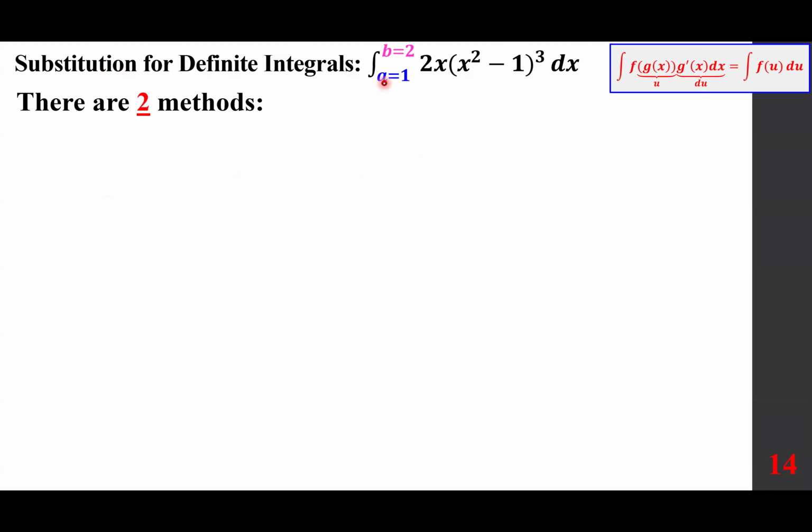Substitution for definite integrals. The integral from a equals 1 to b equals 2 of 2x times (x squared minus 1) cubed dx. When it comes to a definite integral, the answer is a number. So there are two methods. One is to keep the original limits and go back to the original limits, return to the original variable. Now, clearly, we need the substitution method.